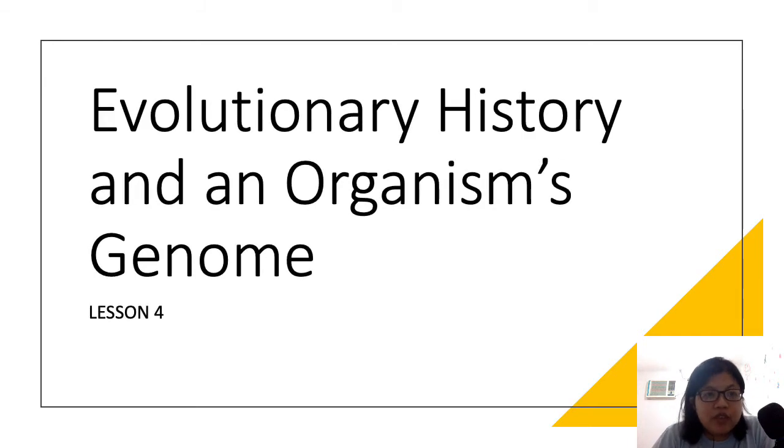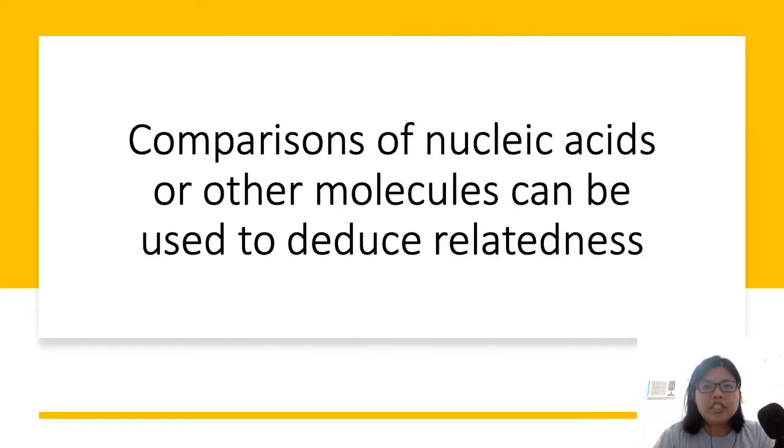Okay, this is lesson 4, which is about evolutionary history and an organism's genome. This topic basically explored the usefulness of molecular studies in studying evolution and identity of individual organisms. Okay, firstly, we have to understand that the comparison of nucleic acid or other molecules can be used to deduce relatedness because of the passing of genes from parents to offspring, and also alteration or mutation of genes through time. This can be used to relate to relatedness or evolution of different organisms.